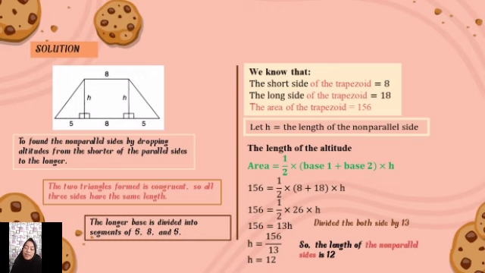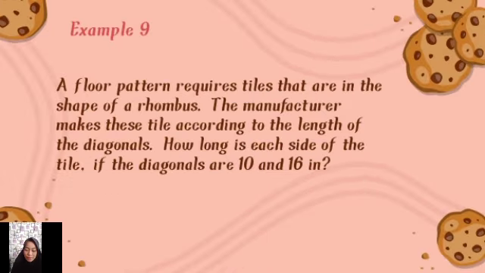The last example is example 9. The question: a floor pattern recurs. Tiles that are in the shape of a rhombus. The manufacturer makes this tile according to the length of the diagonals. How long is each side of the tile if the diagonals are 10 and 16?